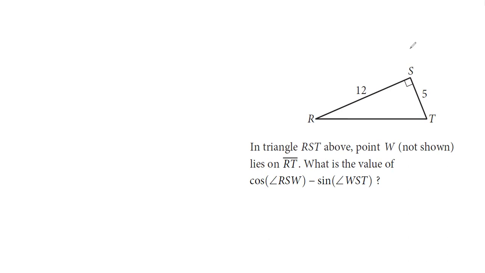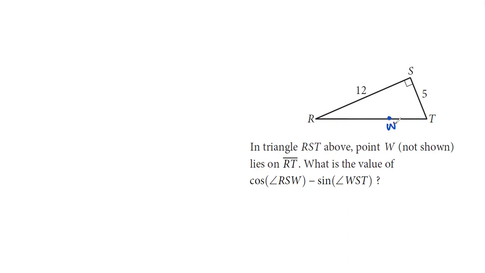So today we are going to take one more question from a previous year SAT paper. In this question it says, in triangle RST, so in this triangle R to S to T, a point W, which is not shown, lies on RT. So there is a point W, which is an invisible point, and it's present on the line RT. So RT is the line. So let's say W is the point here.